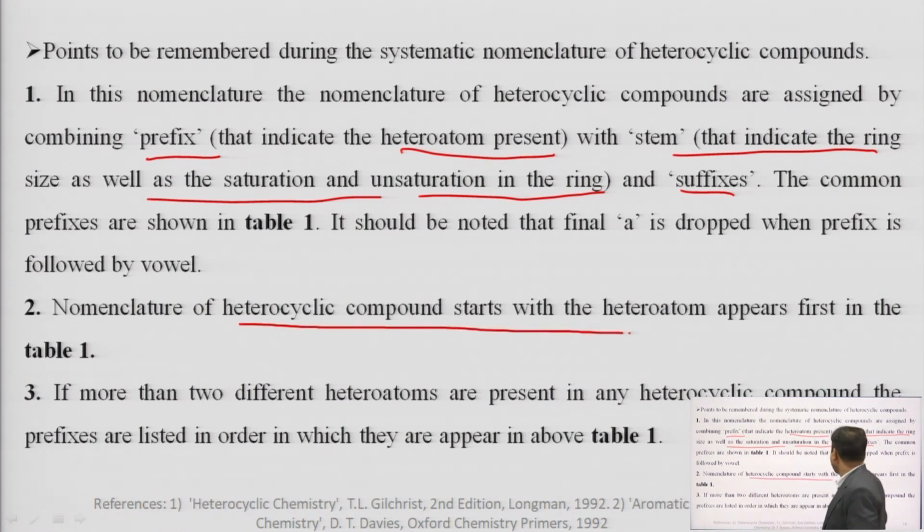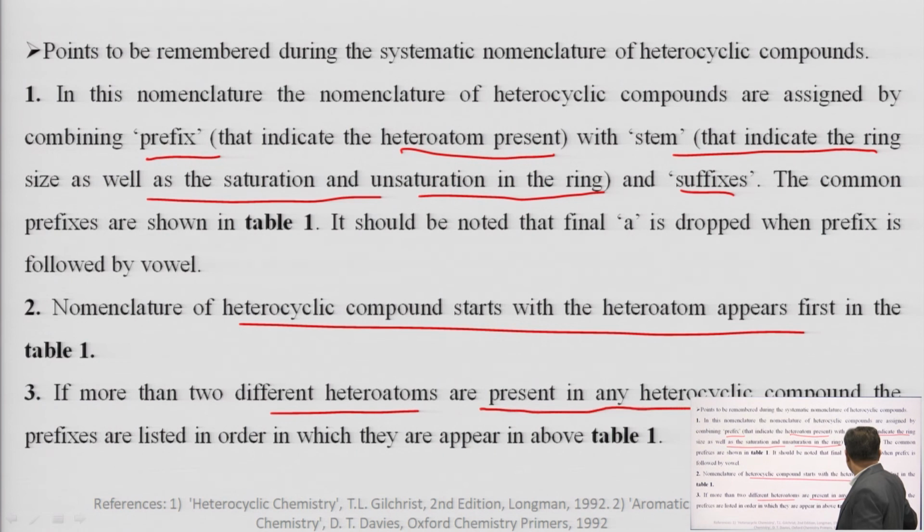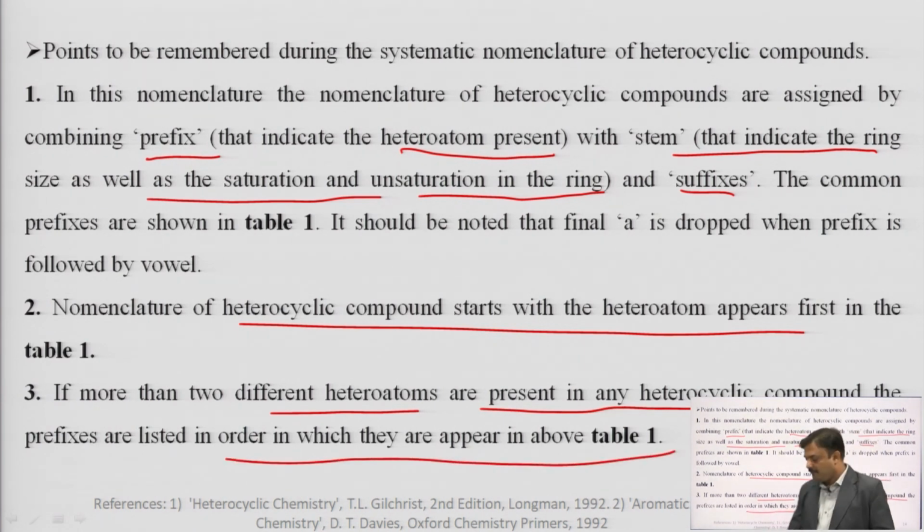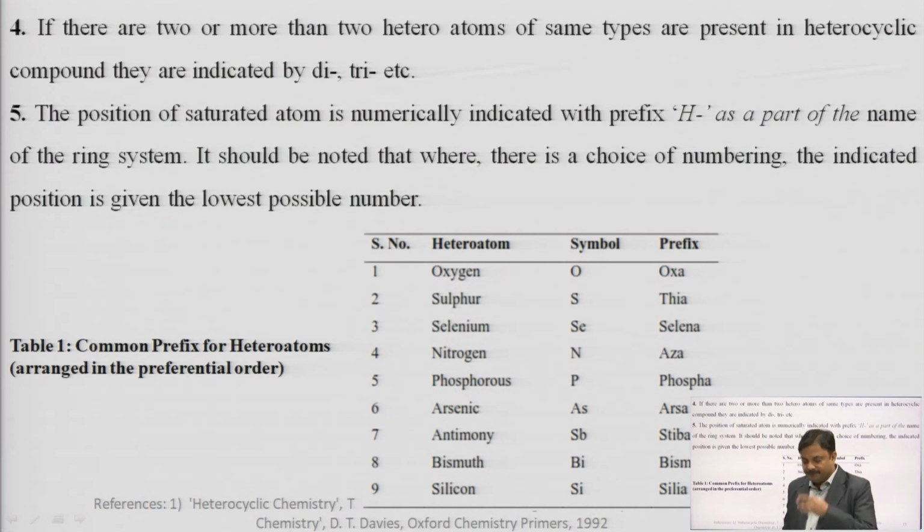Nomenclature of a heterocyclic compound starts with the heteroatom that appears first in table 1. So, we will see what is actually table 1. If more than 2 different atoms are present in any heterocyclic compound, the prefixes are listed in the order in which they appear in the above table. So, this is table 1 as you can see. So, you can see the heteroatoms.